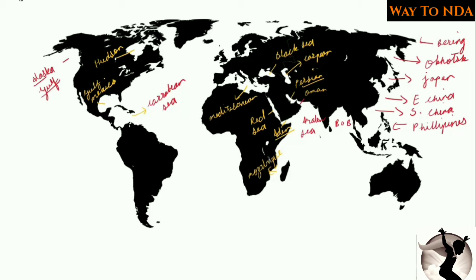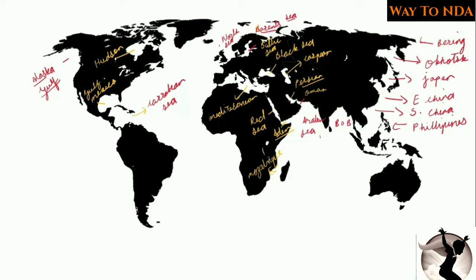Here you will find the North Sea. Here you will find the small and important Baltic Sea. And here you will find the Barents Sea. So these are the important seas of the world which you should remember.